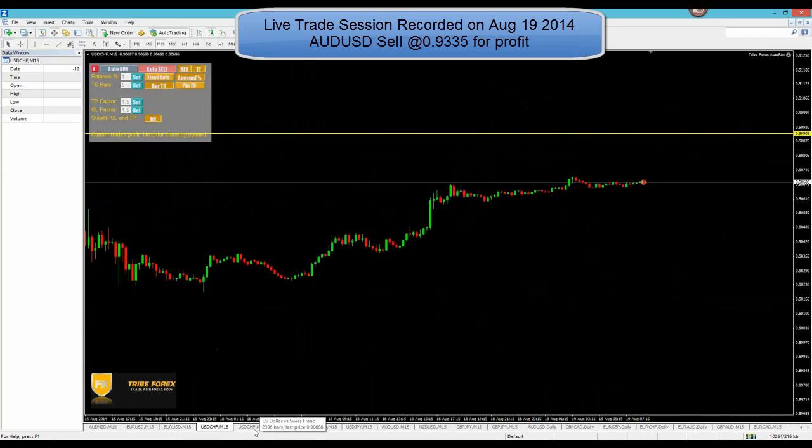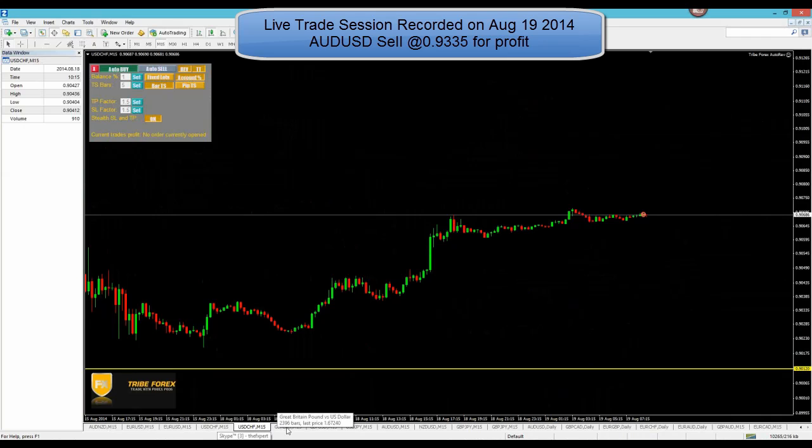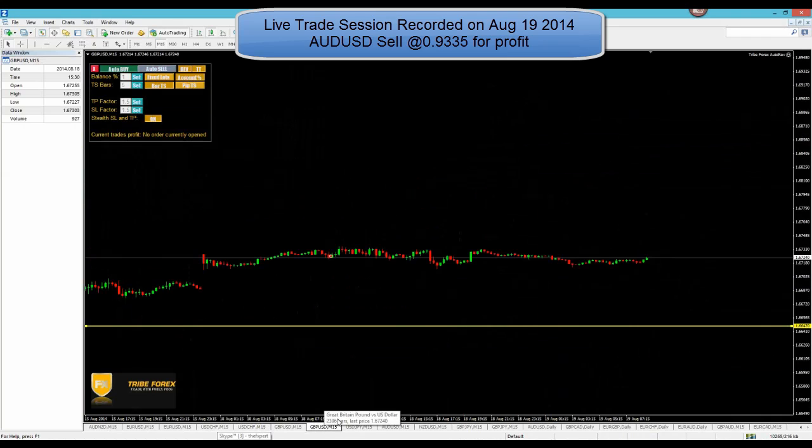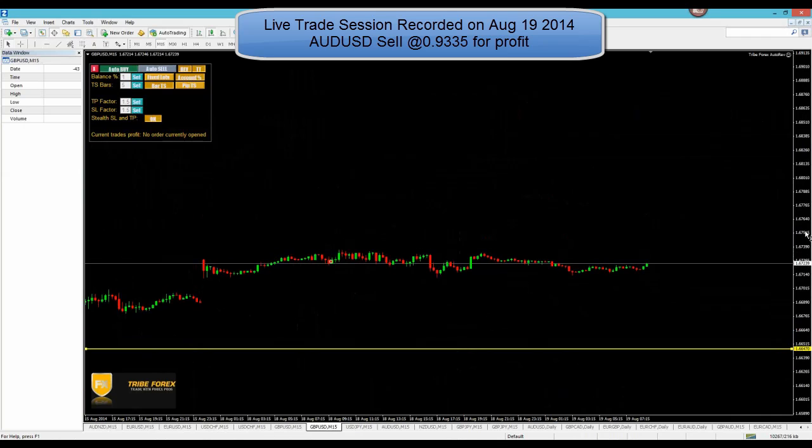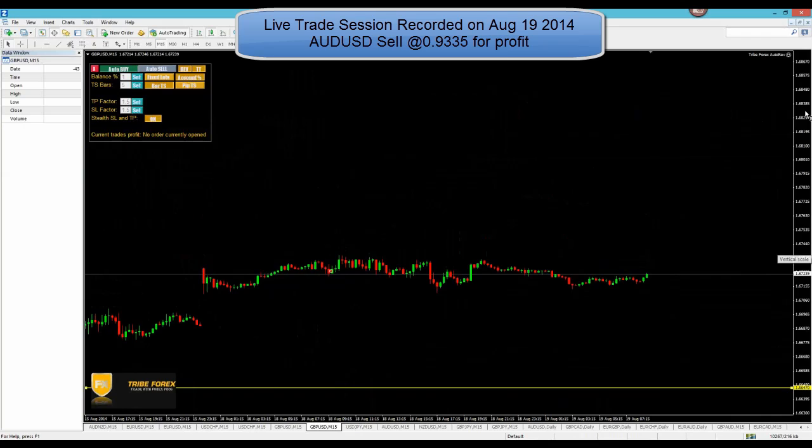And we're kind of hanging out in the middle of these other pairs for the time being. There should be some movement on the dollar. The pound.